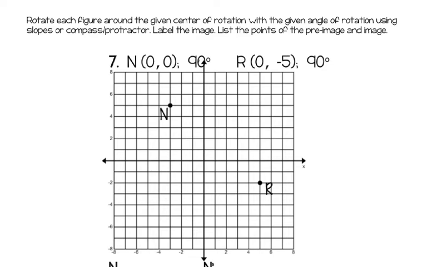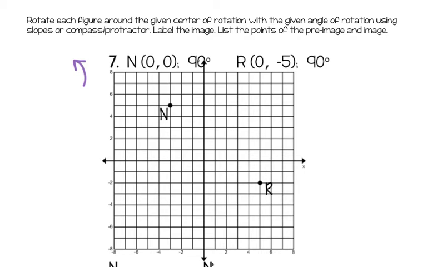Okay, just a reminder that when we rotate in geometry, we always rotate counterclockwise unless we're told to do something different. So sometimes you might be told specifically to go clockwise, but if you're not told that specifically, then you always go counterclockwise. When you rotate a figure, you are going to rotate it around a center.